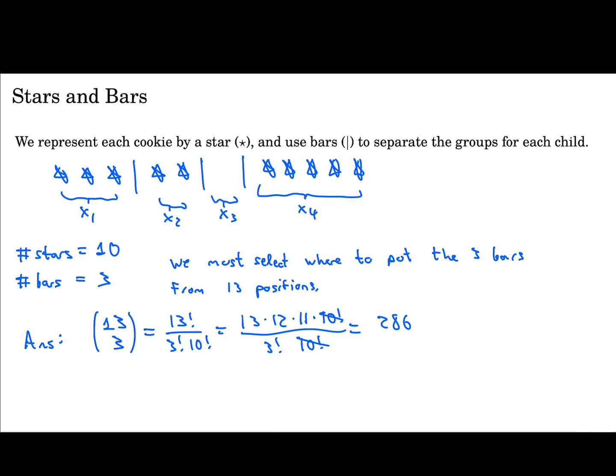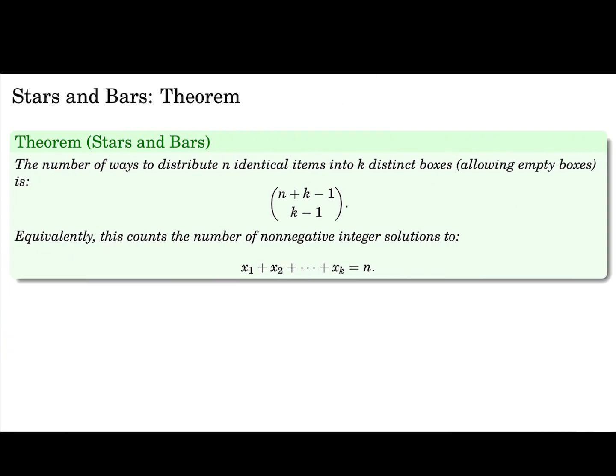This is a general theorem, which we'll call stars and bars. It says that the number of ways to distribute n identical items into k distinct boxes, when you allow for empty boxes, is n plus k minus 1 choose k minus 1. Again, the items here are the cookies, and the distinct boxes were the children. Each child is a box for holding cookies, or you can imagine that each child had a box with cookies in their hand.